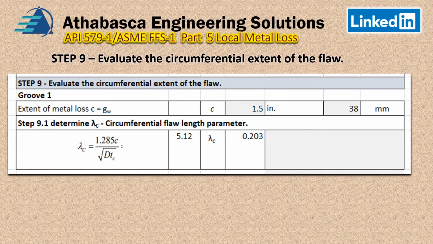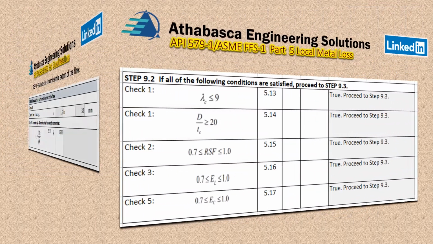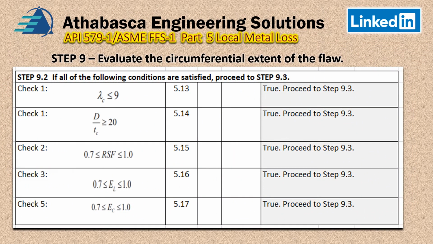Now we go into step 9. We evaluate the circumferential flaw this time. And so we have to determine the C value. We drop right into this equation again, and we get 0.23 for our lambda circumferential. Now we go into 9.2, and we do the same check as before with the longitudinal, but we check these equations. So this has got to be less than or equal to 9, and it's true. So we proceed to 9.3.